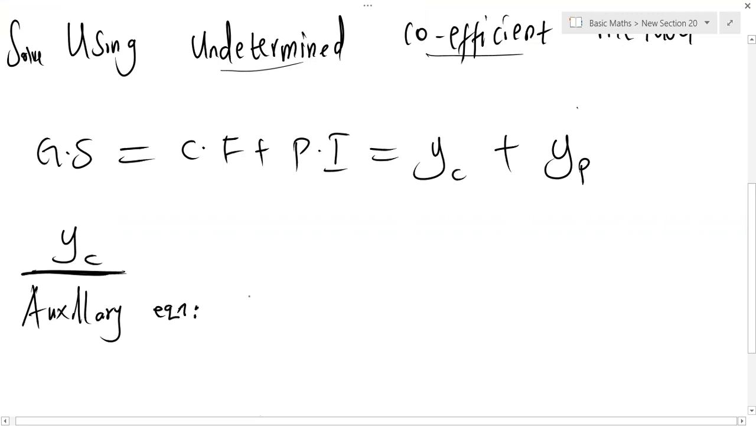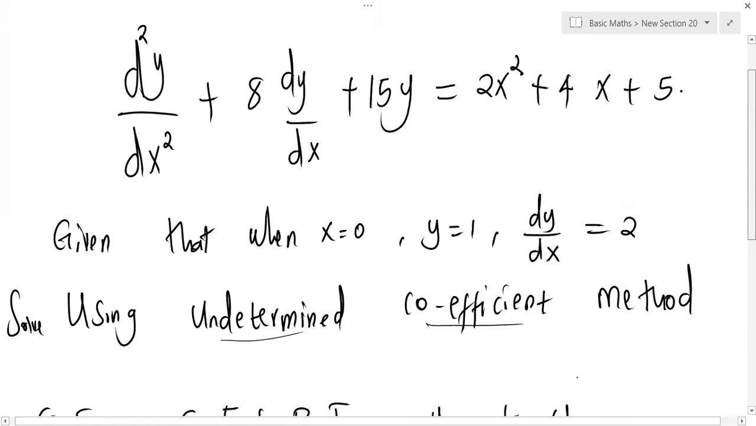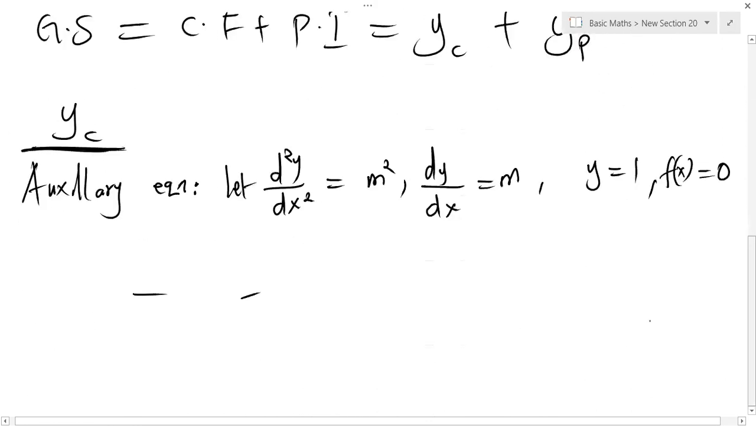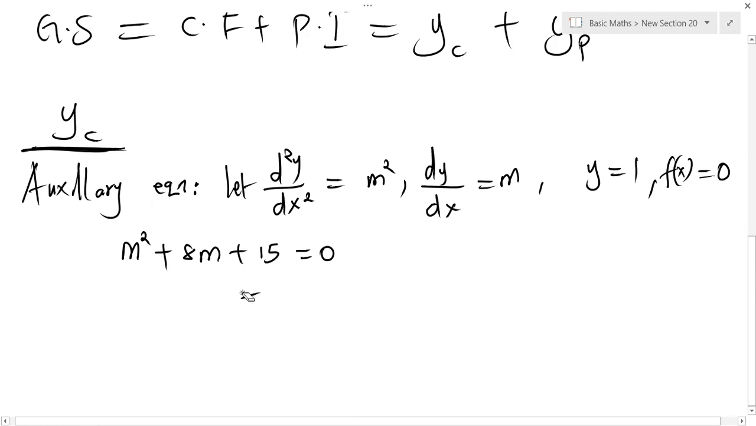Now, for the auxiliary equation, let d2y dx squared be equal to m squared. Let dy dx be equal to m. And let y be equal to 1. And f of x, that is the right-hand side of the equation, be equal to 0. So if we replace those values in our equation, we'll have m squared plus 8m plus 15 is equal to 0. Then we solve this using the quadratic formula to get the values of m.